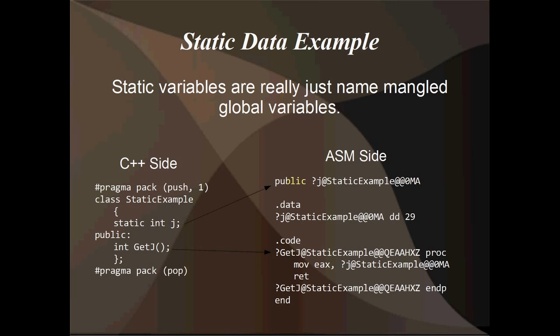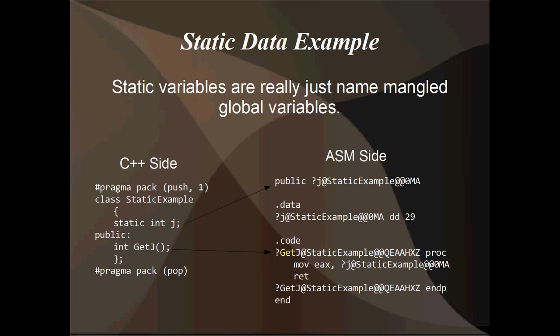You've got to mark that it's public. So at the top of your assembly file you put public, and then that name there I copied from the linker, or the error window. Down here we've got the actual definition of that variable. It's dd, it's an int, and I've just set it to 29 for no real reason.